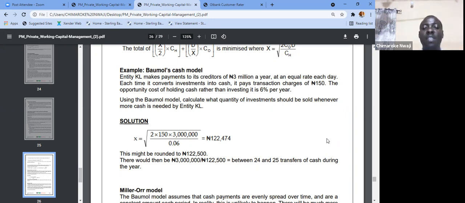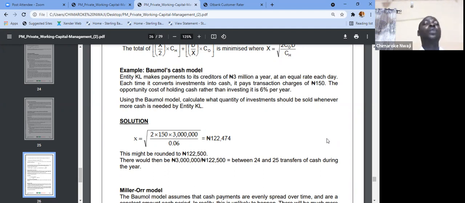So it means that you are going to sell investment worth this amount whenever cash is needed. If you round it up to 122,500, it means that each time you want to make payment to creditors, you must sell investment worth 122,500.